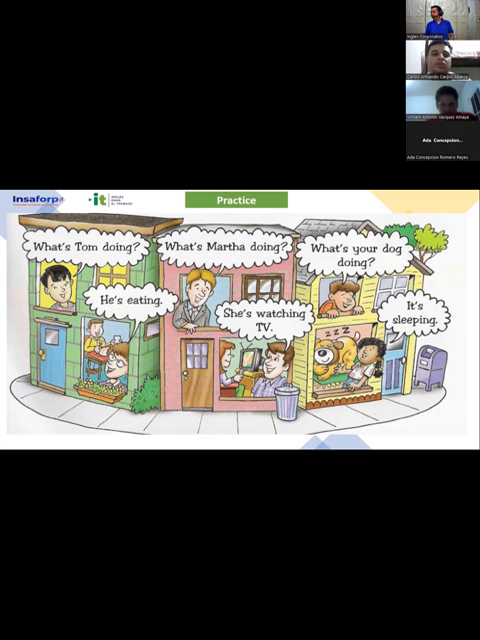What's Tom doing? He's eating. What's Martha doing? She's watching TV. What's your dog doing? It's sleeping. Okay. Perrito dormilón, right? Very good. Yes. It's sleeping. Very good. Delia, do you have dogs? Yes, I only have Polar. But Polar is temperamental.